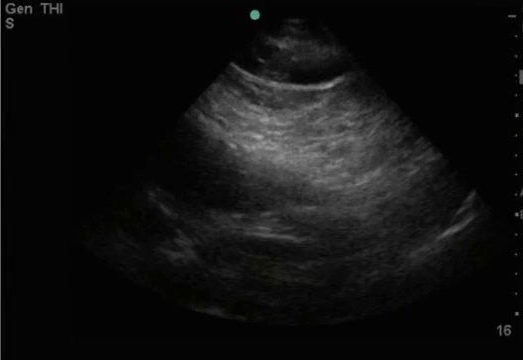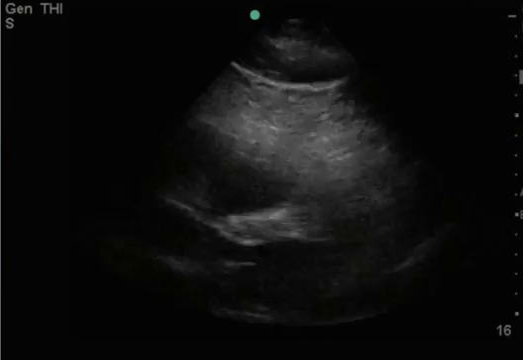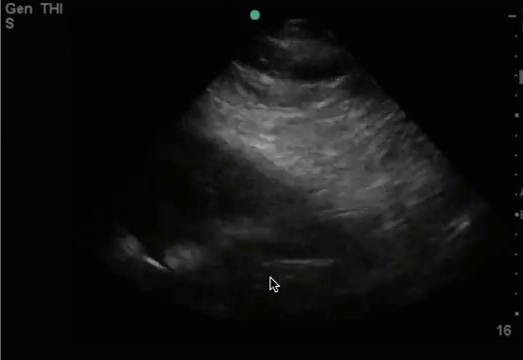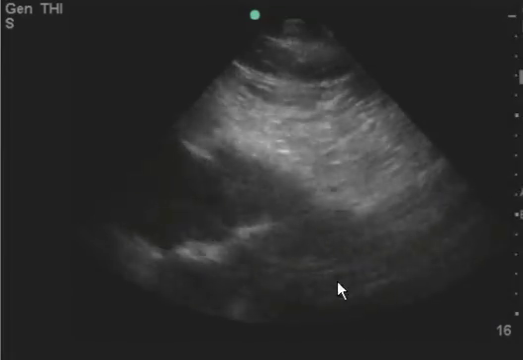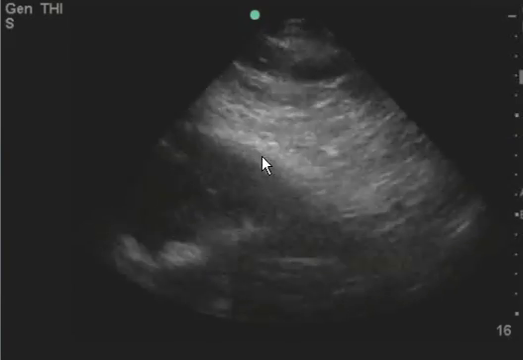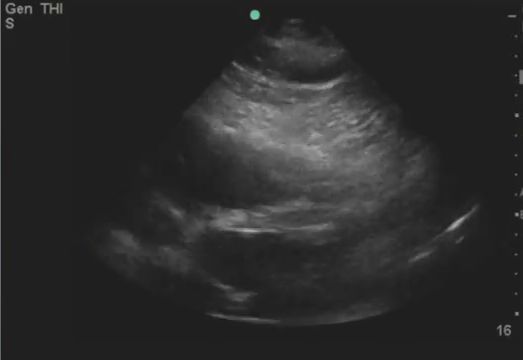There's a FAST exam, and there's two things I want to point out in this video. First off, this is your cardiac view, and your depth is set to 16 centimeters. I think you need to increase your depth. I can see the anterior portion of the pericardium, but I don't see the posterior portion too well.